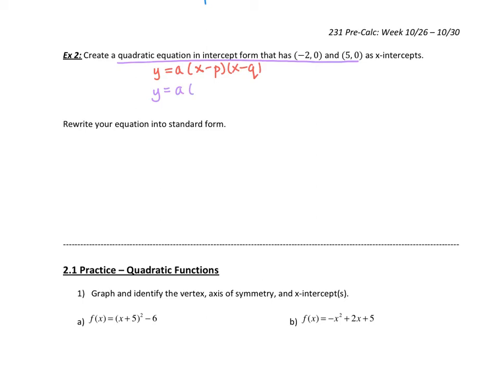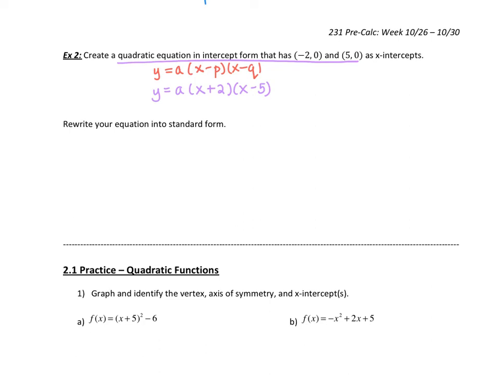Y equals a times x minus, so since negative 2 is an x-intercept, x minus negative 2 would become x plus 2. X plus 2 would be a factor, and x minus 5 would be a factor, right? Which makes sense because if I look at this equation, to find the x-intercepts, I would make y 0, and then I would solve by setting each one of these equal to 0, and then I would get x equals negative 2 and x equals 5, which are my x-intercepts.